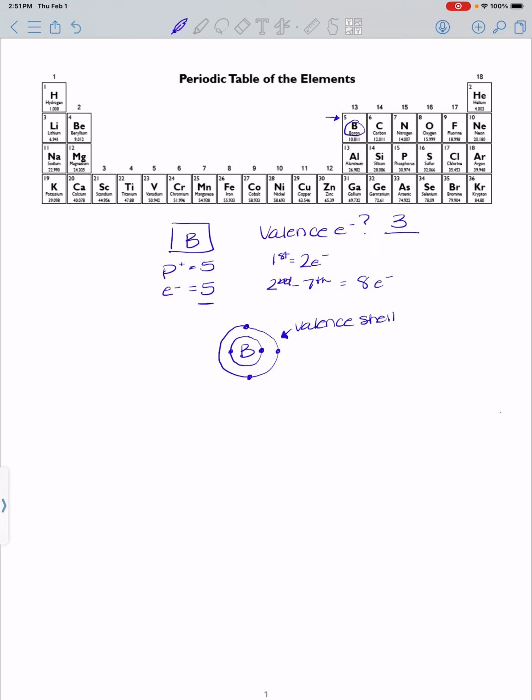Okay, let's do another example with something that's neutral. So let's pick sodium. So here's sodium up here. We look at the atomic number right here, and that tells us how many protons. So sodium, without a charge, has 11 protons, and that's where we got it from. Because there's no charge at all, we can say electron number is also 11. So how many valence electrons do we have in a sodium that's neutral?